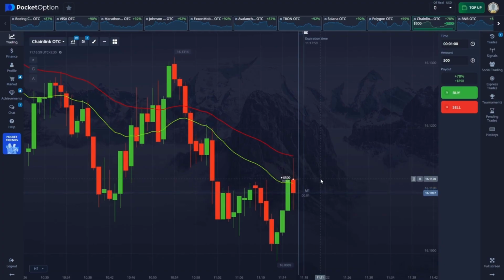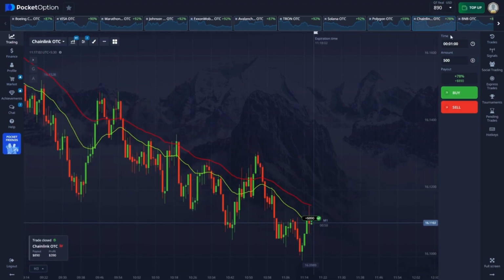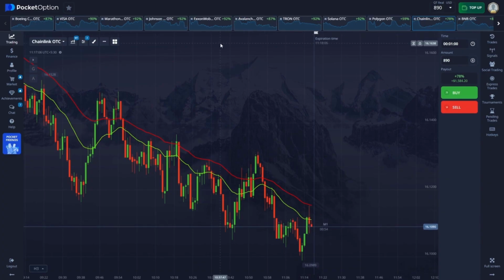Just a few seconds left and I won my first trade. Now my balance has turned into $890. Let's place a trade for $890.